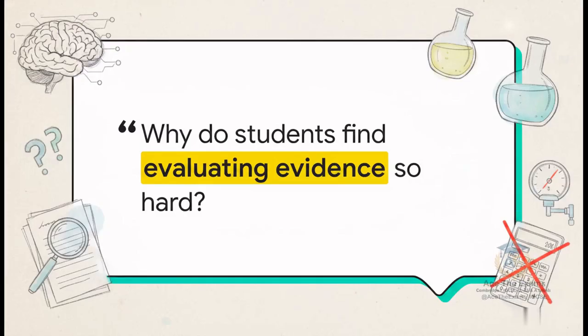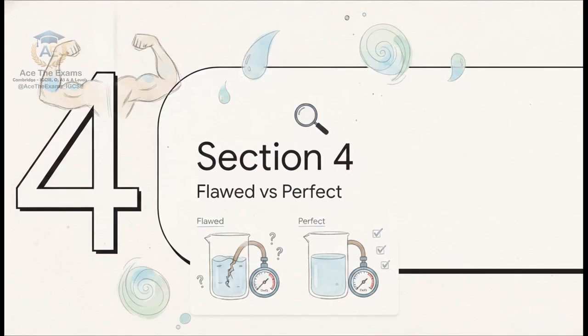But formatting is really only half the battle. Listen to this quote from a senior examiner. Why do students find evaluating evidence and drawing conclusions so hard? It's a really great question. It's because identifying limitations, questioning assumptions, and actually evaluating the quality of the evidence requires a totally different cognitive muscle than just plugging numbers into a calculator. Let's put that to the test in Section 4, Spot the Error, Flawed versus Perfect Answers.